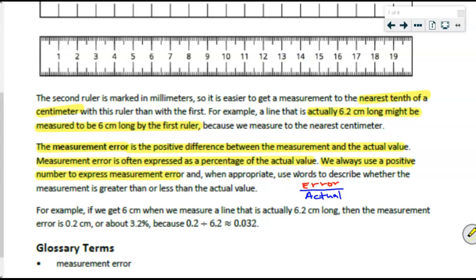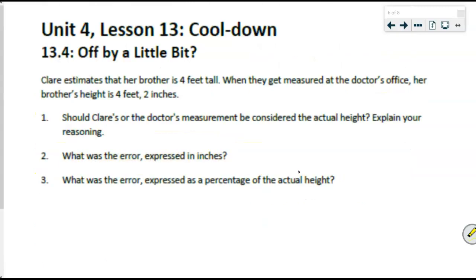Let's put that all to practice in our cool down. Going back to the cool down. Claire estimates that her brother is 4 feet tall. When they get measured at the doctor's office, her brother's height is 4 feet and 2 inches. So, who is going to be the actual height? Is Claire estimating the actual height, or is the doctor measuring the actual height? Which one should be taken as more serious? The doctor. Okay, thank you. At least we agree with that.